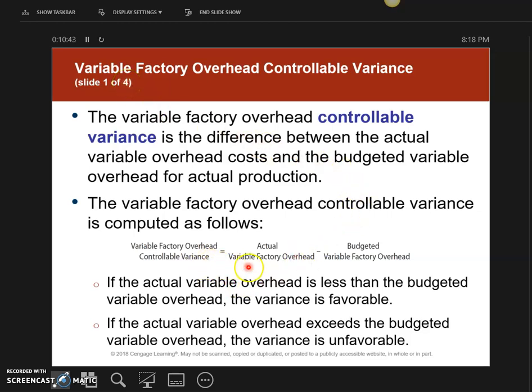And here's my formula. Actual variable factory overhead minus the budgeted. Now, we're going to talk about this in a minute, but here's what my variable factory overhead controllable variance equals: the actual minus the budgeted. But the budgeted is the problem you're going to have. Actual, you'll always know. And again, if actual is less than budgeted, then it's favorable. And you remember that's going to be a negative number. If actual is more than budgeted, it's going to be unfavorable and it's going to be a positive number. So you already know actual factory overhead.